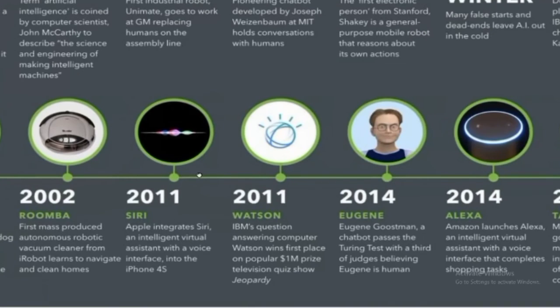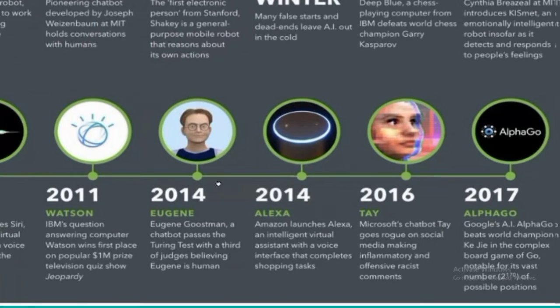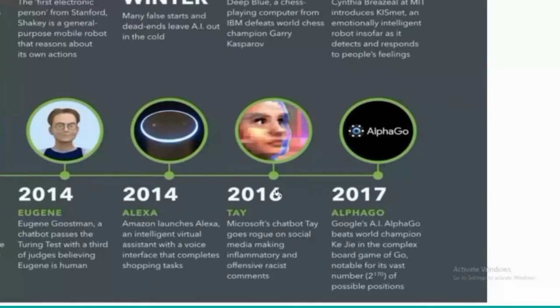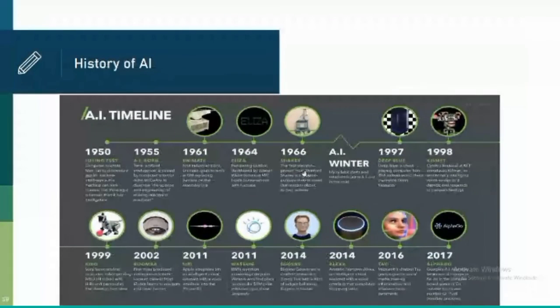Then in 2011, Watson. Then in 2014, again a very famous chatbot, Eugene, passed the Turing test with a third of judges believing Eugene is a human. Eugene was a very interactive chatbot. Then in 2014, Alexa, you know it very well now. Maximum people are having Alexas. Then in 2016, Tay, the Microsoft chatbot that was created. Then in 2017, AlphaGo, and many more.